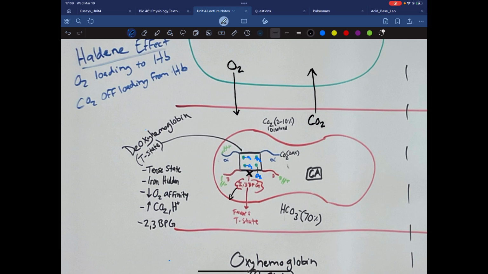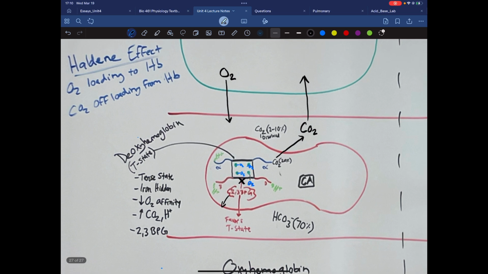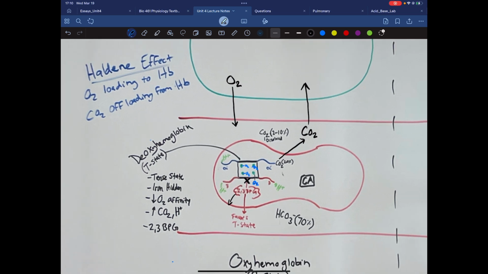Then once we lose 2,3 BPG, I'm just trying to think where this starts, but it might start where we have this gradient for CO2, so this CO2 hops off and leaves, and then this hydrogen is going to hop off as well. So maybe it starts out with these guys hopping off of the chains, and that's what causes the dissociation of 2,3 BPG, and maybe that's what allows the oxygen to hop on. I can't remember the exact cascade of it all, but this is semi kind of what's going on.